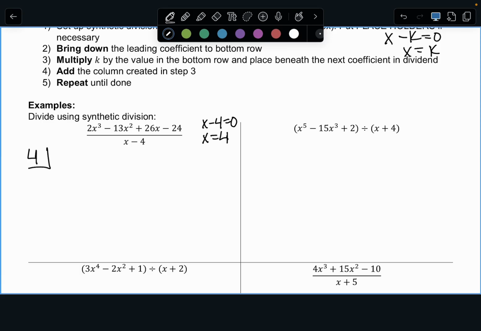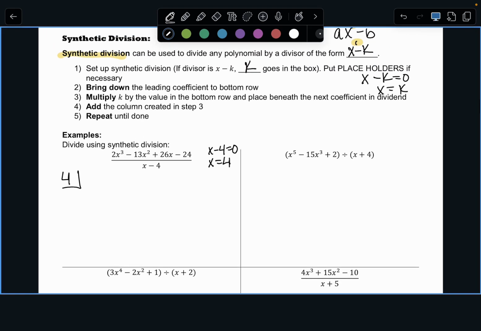You also, in the setup, have to list out just your coefficients. So we don't need the x cubes and the x squareds anymore. We just want the numbers. For synthetic division, if you miss a placeholder, your entire problem will actually be messed up. So you have to put those placeholders in. And we'll do a lot of examples that require placeholders, but just double check, make sure you're putting your placeholders in.